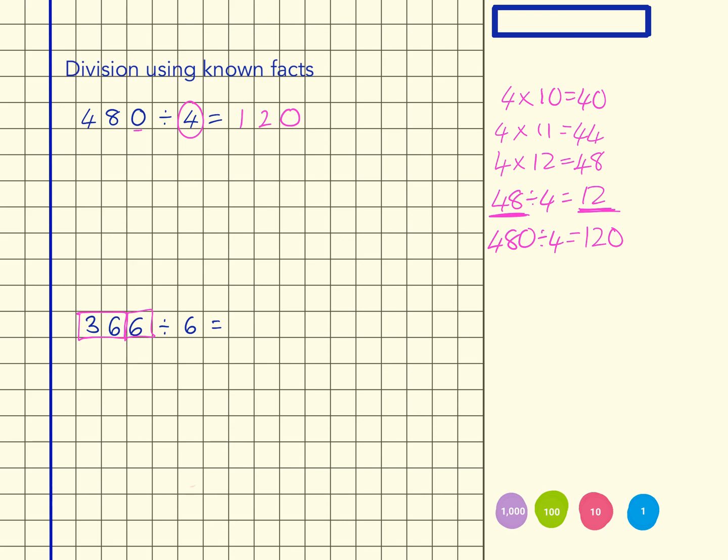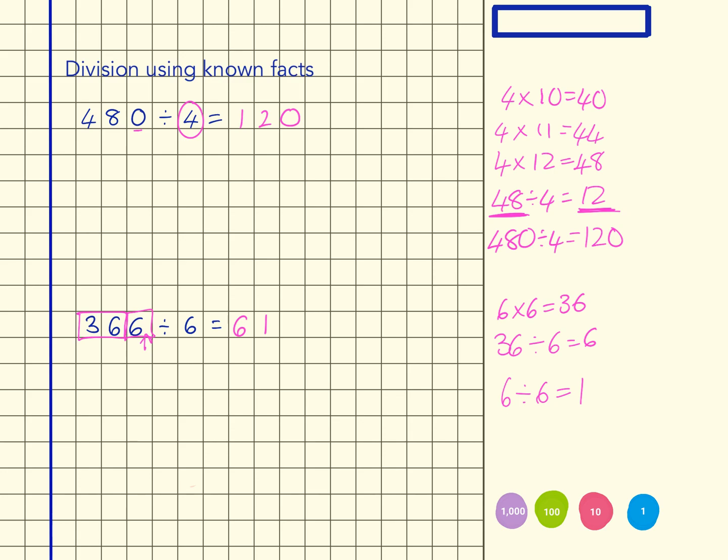I know that 6 sixes is 36, so 6 times 6 is 36, which would mean that 36 divided by 6 would be 6, and I know that 6 divided by 6 would be 1. So that tells me that 36 divided by 6 is 6, so if it was 360 it would be 60. However, because it's 366, it's actually 61. That's the fact that we're using there.